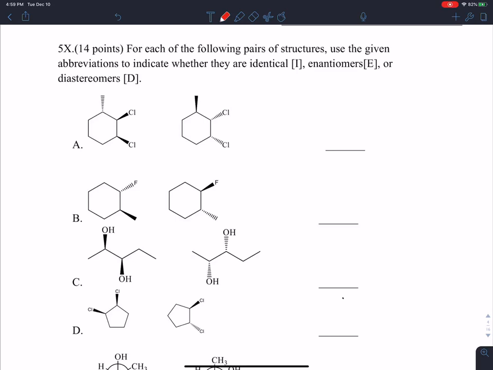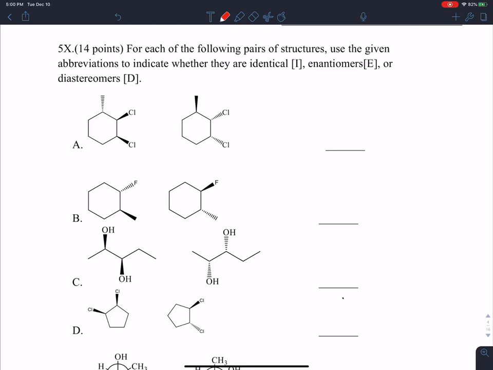For each of the following pairs of structures, use the given abbreviations to indicate whether they are identical, enantiomers, or diastereomers. This is where you have to work out your R's and S's and hopefully get the answers. So let's start with the first question.